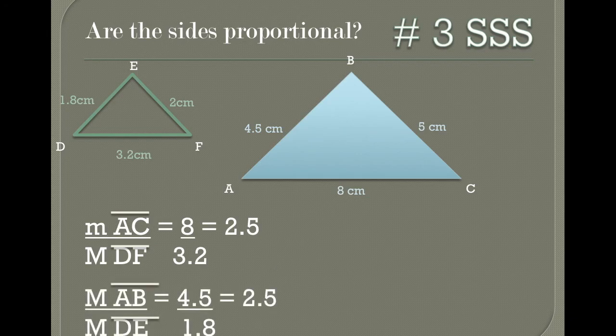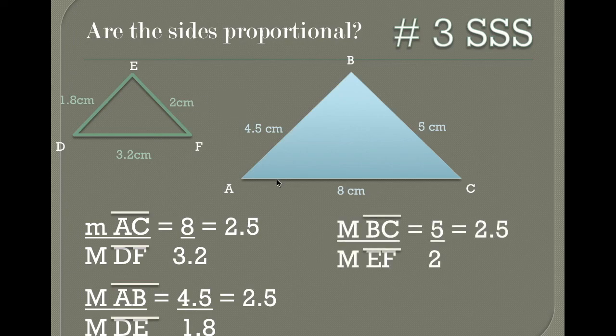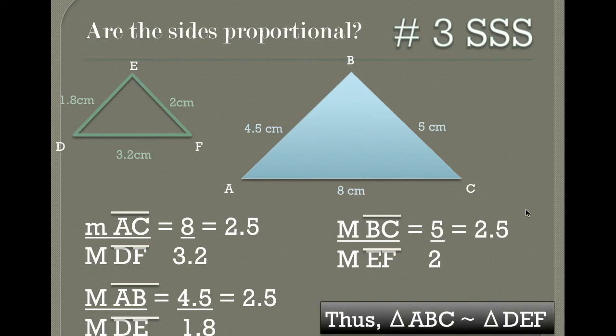If we take this other side, AB, and correspond it to DE, we get 4.5 over 1.8, and we get the same proportion, 2.5. So okay, we're on the right track. We already have two proportional sides. Now the last one, BC and EF, 5 over 2, also gives us 2.5. So we have the same proportion for each of the corresponding sides. Thus, triangle ABC is similar to DEF by side, side, side, because each of the corresponding sides shares the same proportion.